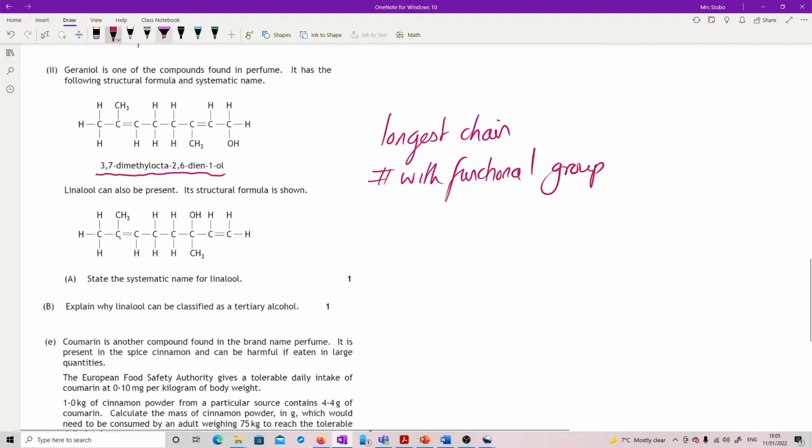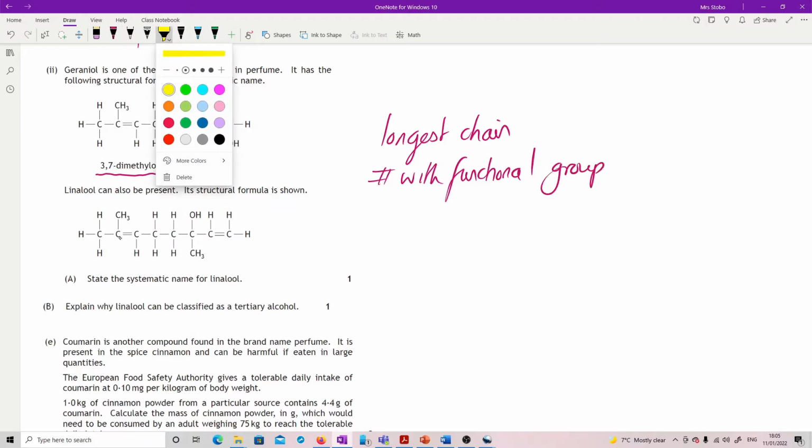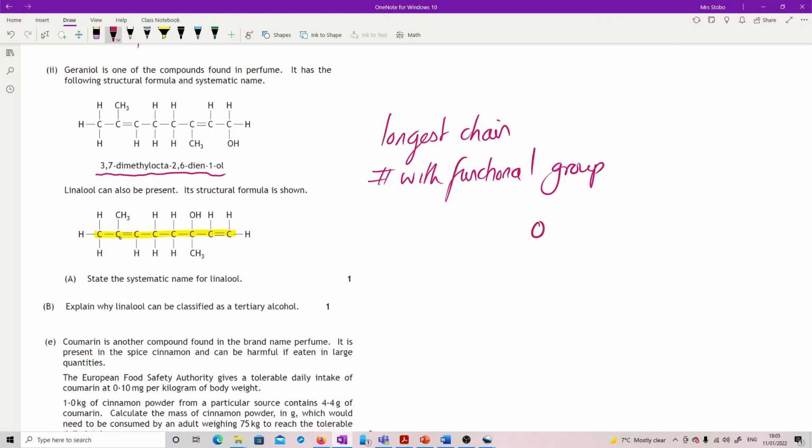That's pretty much it. Okay, so my longest chain here is straight through the middle, and it's the same as the one above, so it's an oct. It shows you here that you should write octa. Okay, I have two double bonds, so I've got the diene bit. And I've also got an alcohol here, so I've got the ol bit as well.